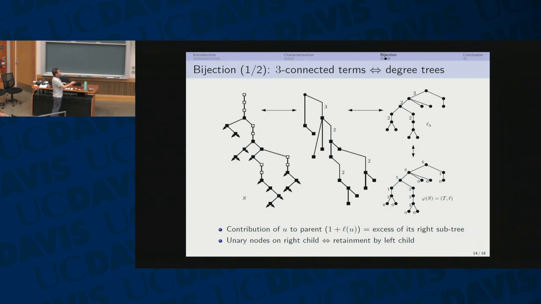To see that it's not so complicated, first we admit that the contribution of each node will be the excess of its right subtree. And then if we look at this node here, for example, its first child will try to retain some of the contributions, but the retained contribution will be the unary node here, and by the free connected condition, this will be strictly smaller than the excess here, which translates to the fact that we can retain at most the label of the first child. Okay, this is the first part of the bijection.